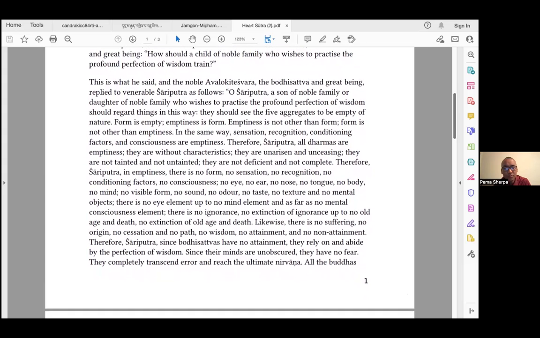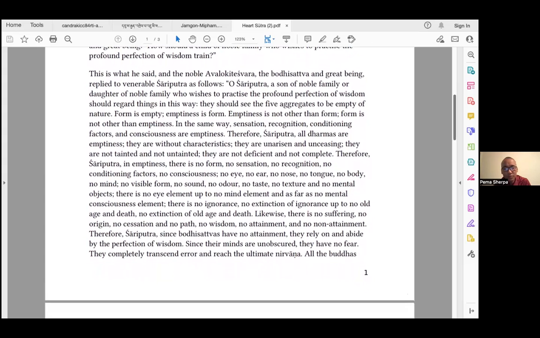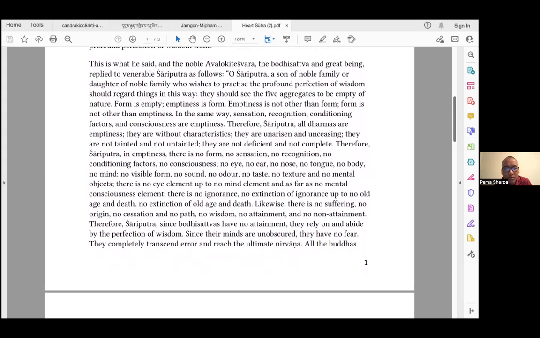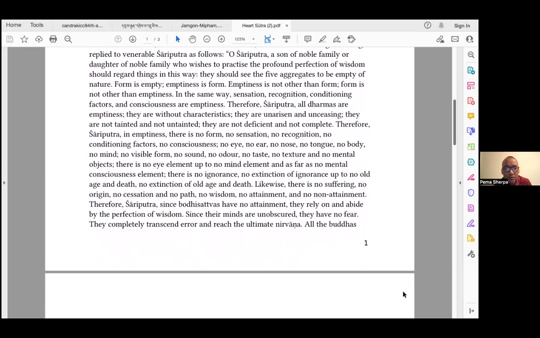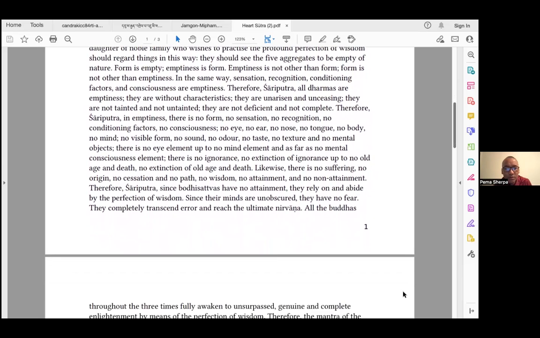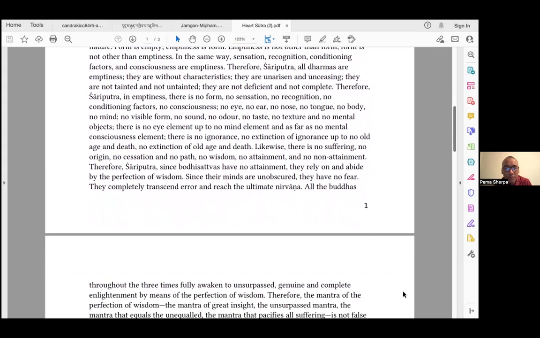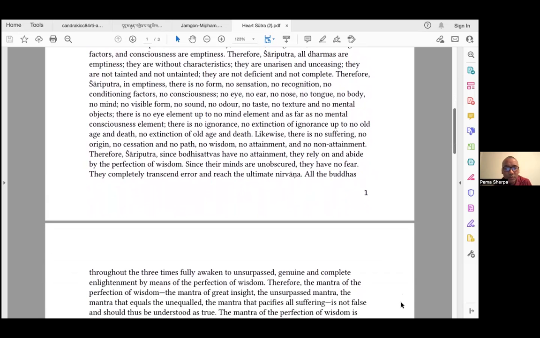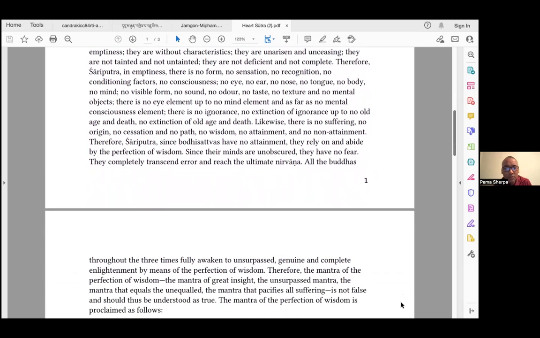Therefore, Shariputra, in emptiness, there is no form, no sensation, no recognition, no conditioning factors, no consciousness, no eye, no ear, no nose, no tongue, no body, no mind. No visible form, no sound, no odor, no taste, no texture, and no mental objects. There is no eye element up to no mind element, and as far as no mental consciousness element. There is also no ignorance, no extinction of ignorance, up to no old age and death, no extinction of old age and death.